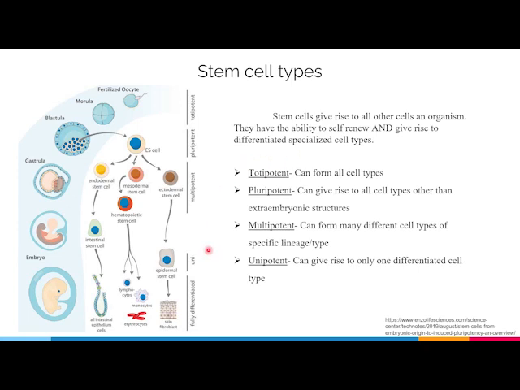So we will go through what the different types of stem cells are. The first type is known as a totipotent stem cell. These types of stem cells are only found in the fertilized oocyte or the morula stage of the embryo. These cells are totipotent and can give rise to every one of the cells in the adult organism, any one of them.